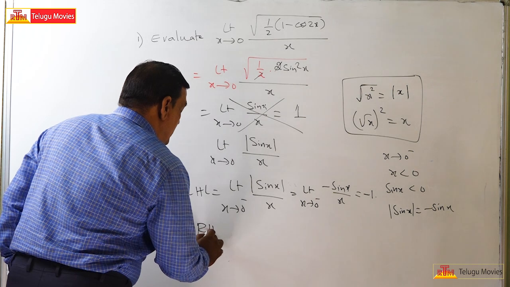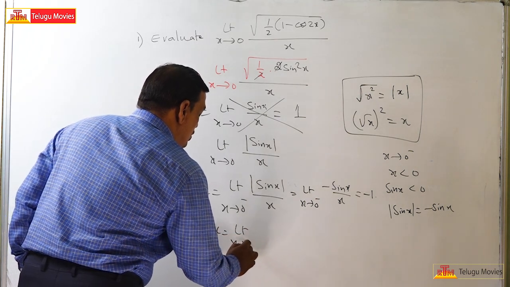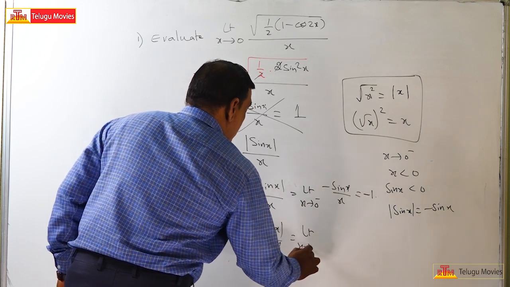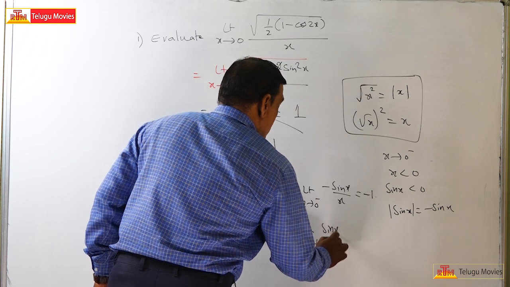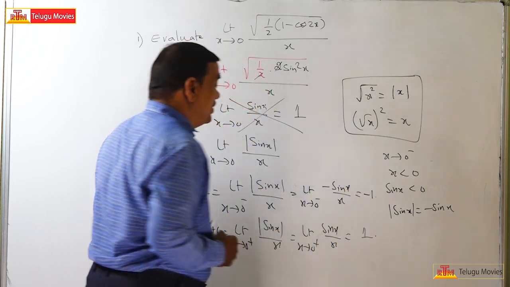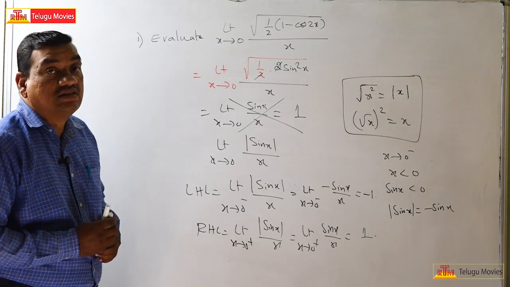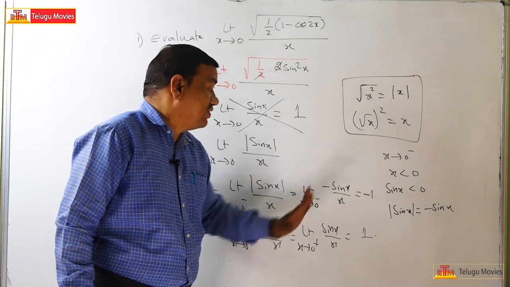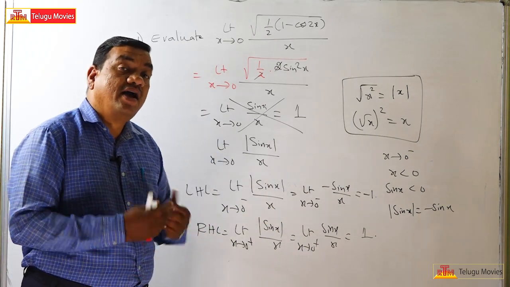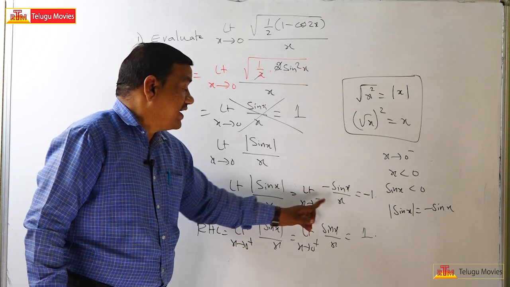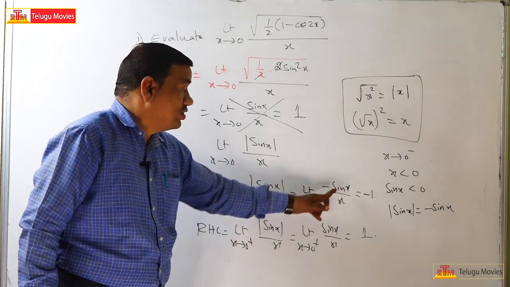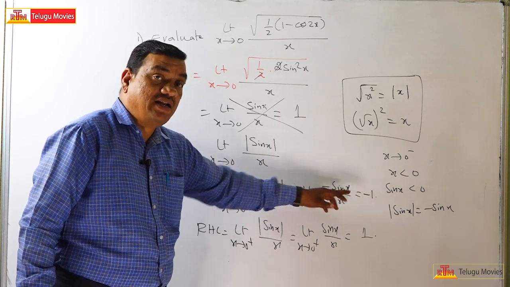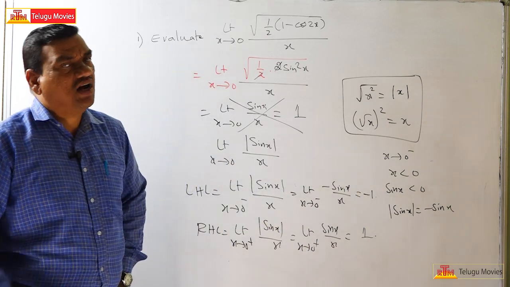Next, the right hand limit. This is limit x tends to 0 plus of modulus of sin x by x, which is sin x by x, and this value is 1. So we got the left hand limit as minus 1 and the right hand limit as 1. If you have any doubt about the minus 1, we can apply the h formula: as x tends to 0, h tends to 0, sin of 0 minus h by 0 minus h, the minus will cancel, and minus 1 will come. Understand? Like that also we can do.